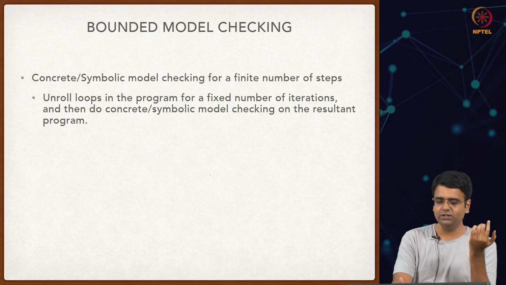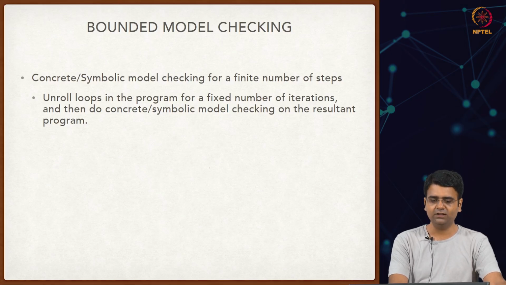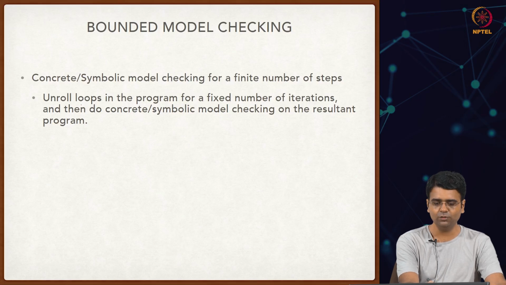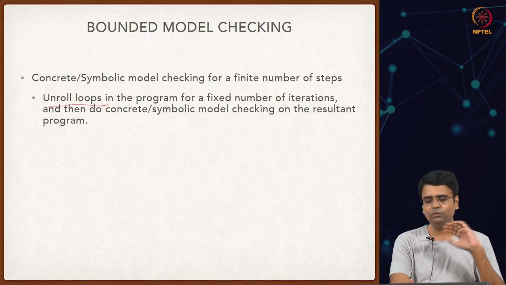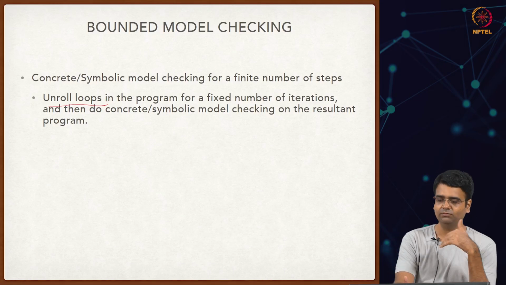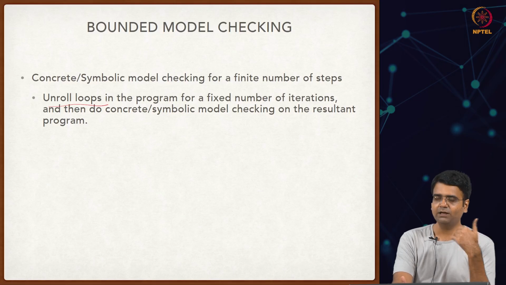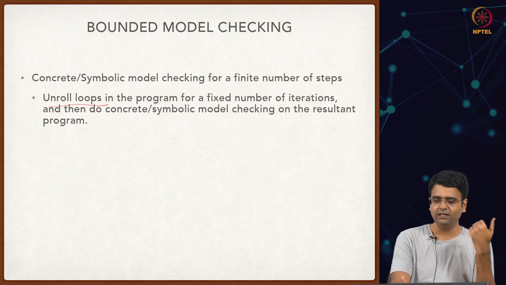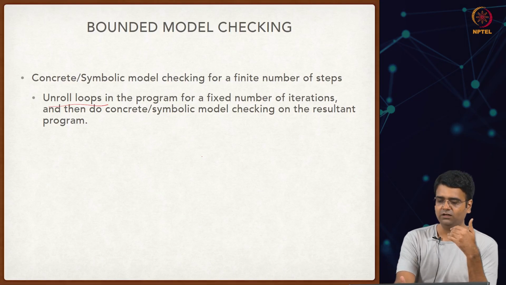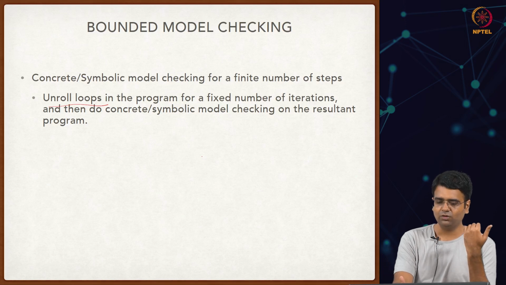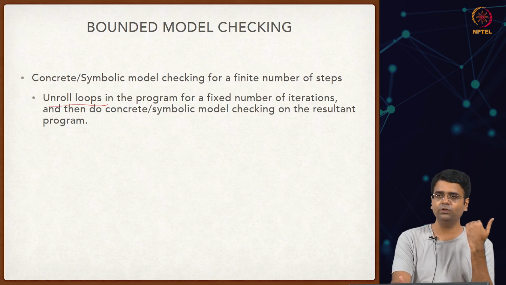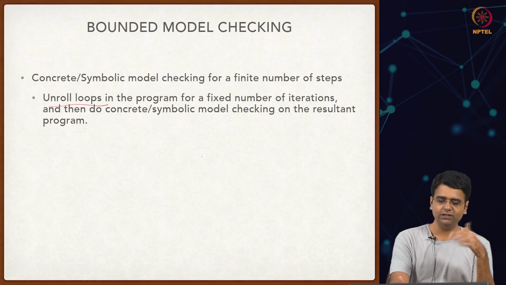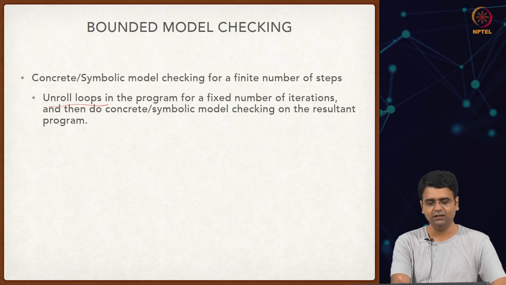So what you can do is unroll the loops in the program for a fixed number of iterations. Unrolling loops in the program means that you remove the loop, and instead you replace the loop with copies of the body of the loop. How many copies? That is decided by the bound. You can decide a priori how many copies of the loop body you are going to make, so there will be a fixed number of copies. Once you do that, the program is no longer going to have a loop. So you simply do concrete or symbolic model checking using the same algorithms that we have seen in the previous slides, on the resultant program.